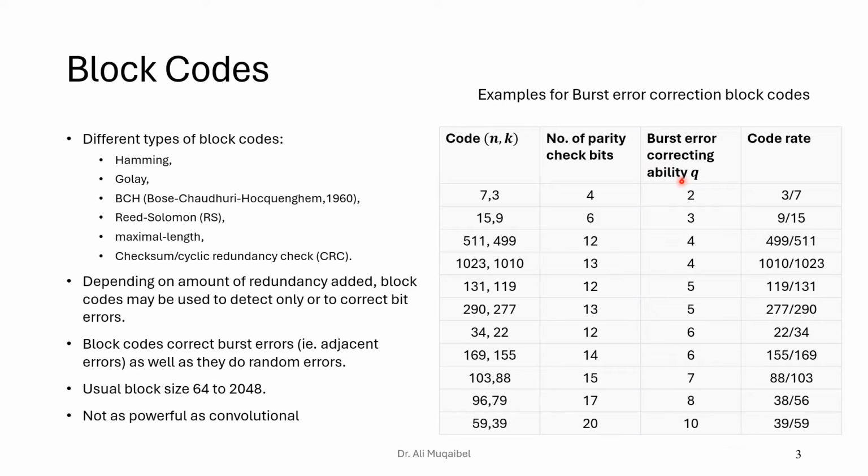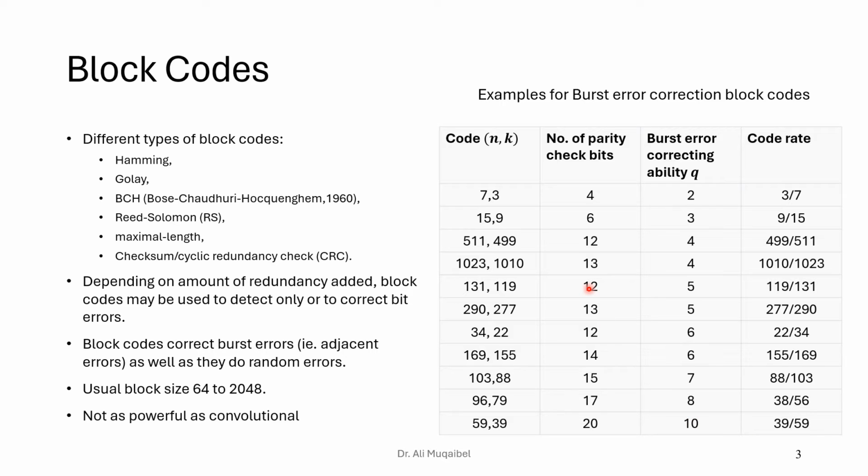Here it tells you the length of the continuous or burst error correcting capability. This can correct 2, 3, 4, 4, 5. Of course, as the size increases, as the number of check bits increases, we can correct more.